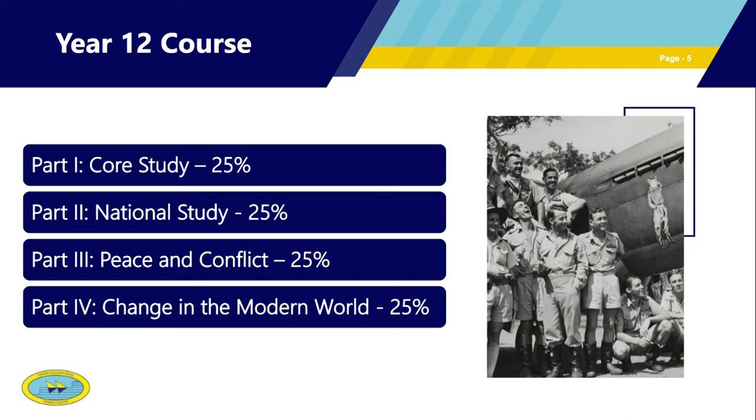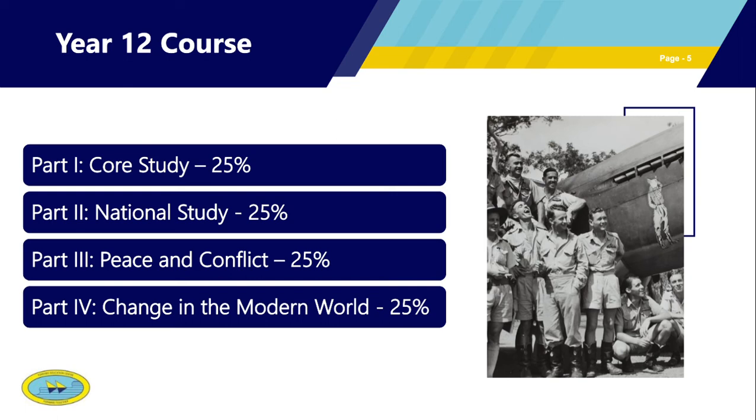Okay, so power and authority, we're talking about things like dictatorships. We're talking about Nazism in Germany, Adolf Hitler, Benito Mussolini, these sorts of individuals. And we'll do a very close study of those individuals to understand the whole idea of power and authority in the modern world. Now, part 2 is the national study.